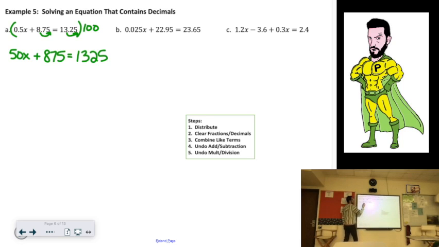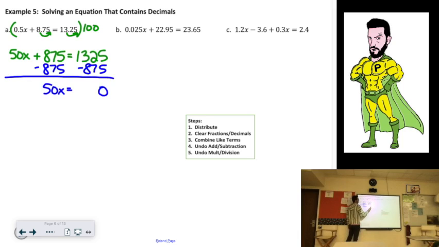So we can subtract 875. 50x equals, let's see, 5 minus 5 is 0. 1325 minus 875. Let me double check that because I'm a little nervous now. All right, it is 450. Sometimes I rush. I don't want to have the incorrect number here. So we'll divide it by the 50, which would give us 9.